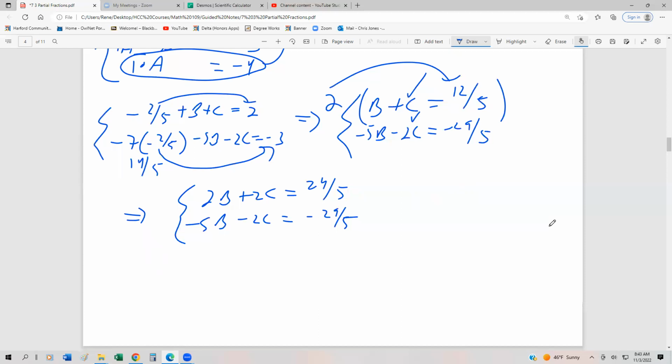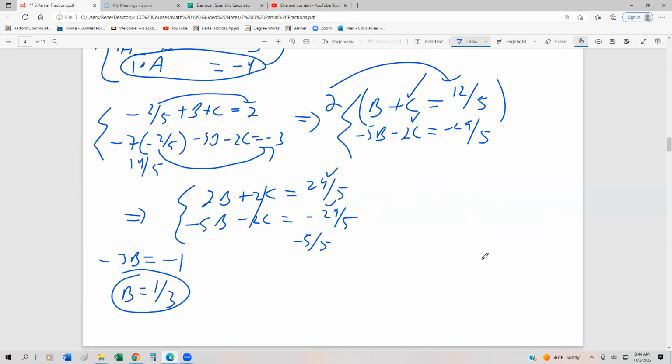So the 2c's cancel out. We get -3b equals 24 minus 29 over 5, which is -5/5 or -1. And so that means that b is going to be a positive 1/3. Finally, we know that b plus c is 12/5, so we can just back substitute. We have 1/3 plus c is 12/5.